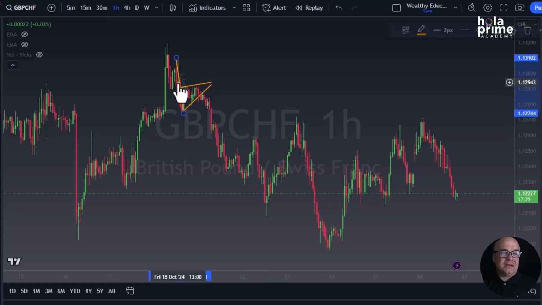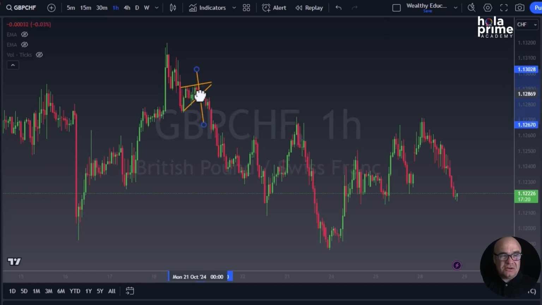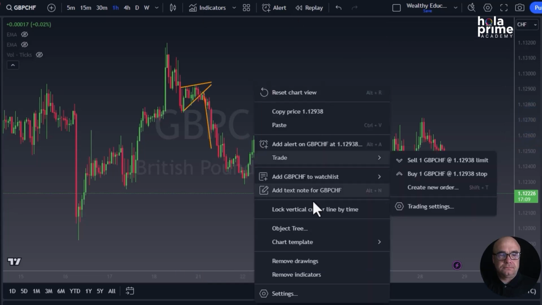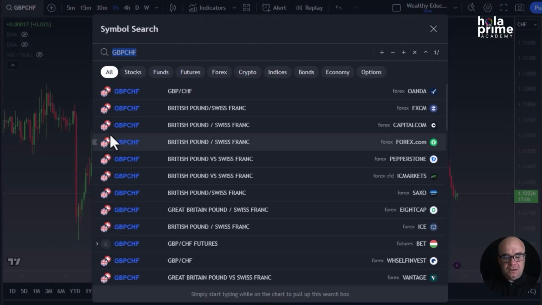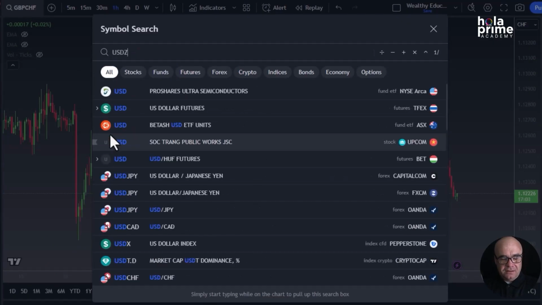So in the British pound against the Swiss franc, on Friday, the 18th of October in 2024, you can see that we started to form this bearish pennant, and we did in fact break down pretty significantly and hit the target. We go ahead and get rid of those drawings. And I will take a look at another pair.